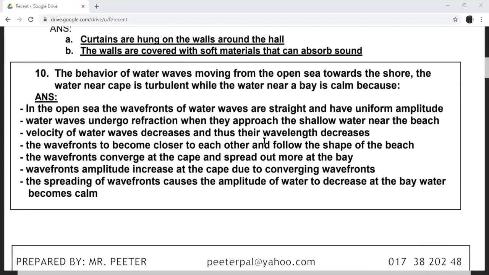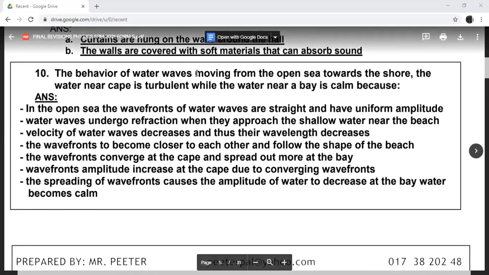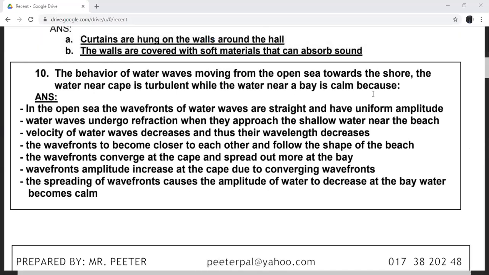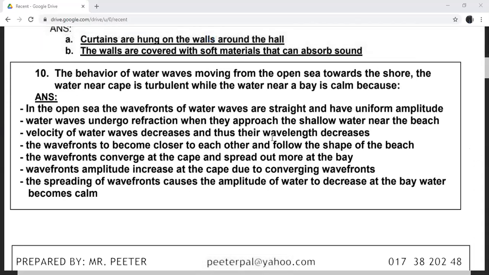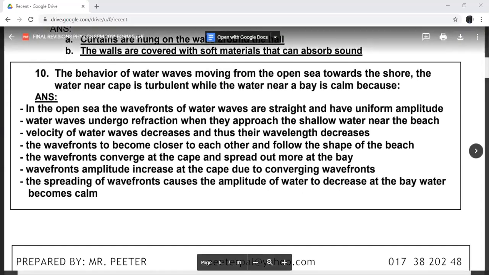All right. Then the behavior of water moving from the open sea towards the shore, the bay area. The water near the cape is turbulent, while the water near the bay is calm. We did this earlier, if you remember. In the open sea, the wavefronts of water waves are straight and have uniform amplitude. Water waves undergo refraction as they get near the shallow water near the beach. The velocity decreases because of refraction. The wavelength also decreases.